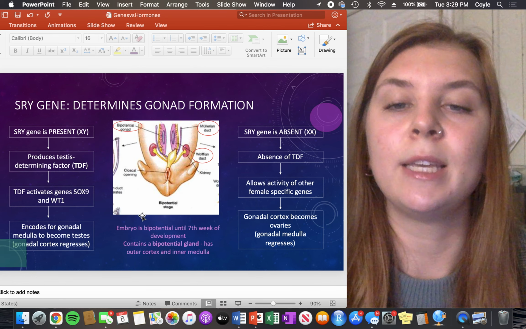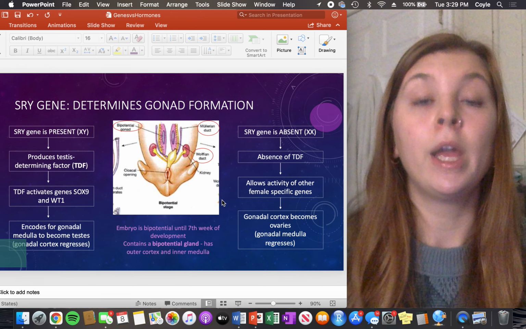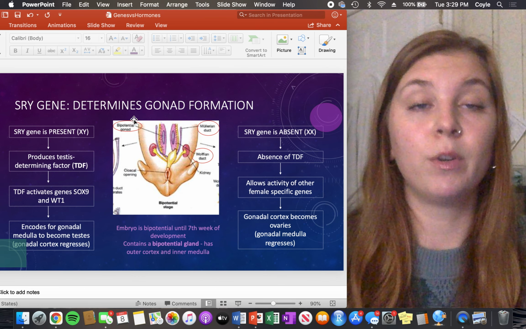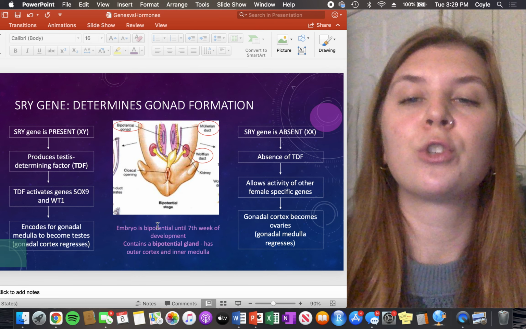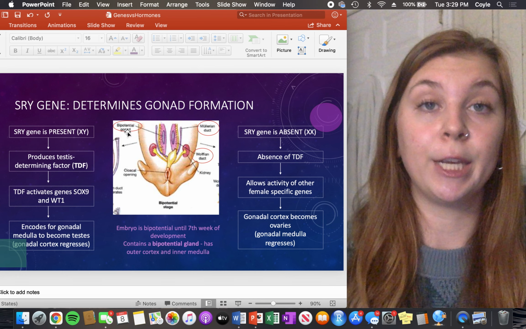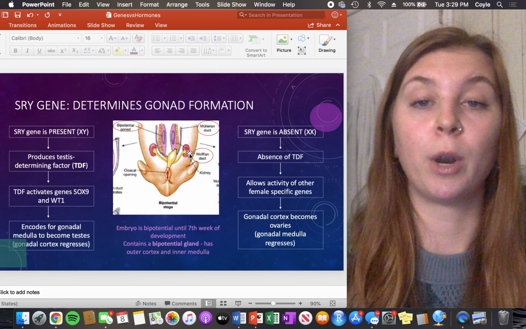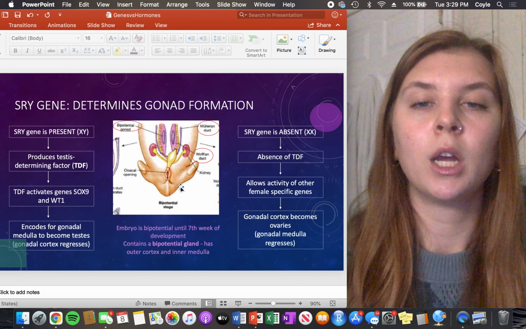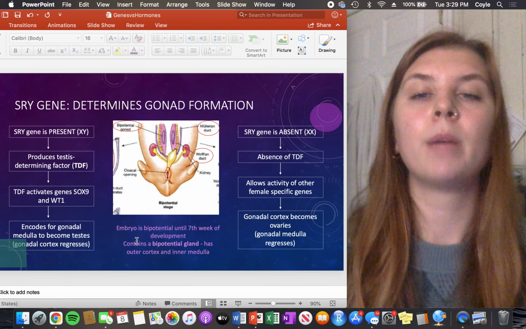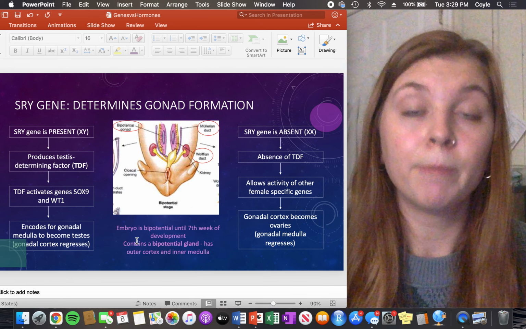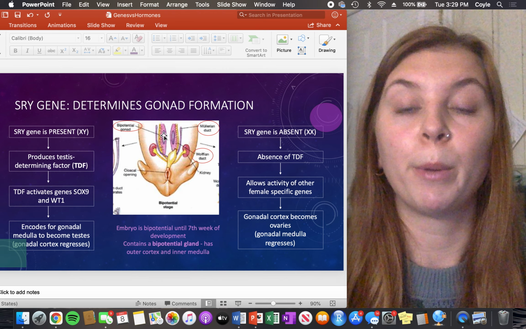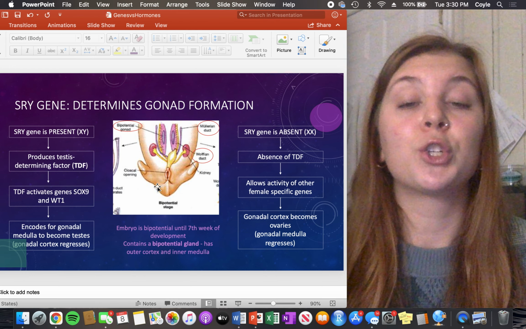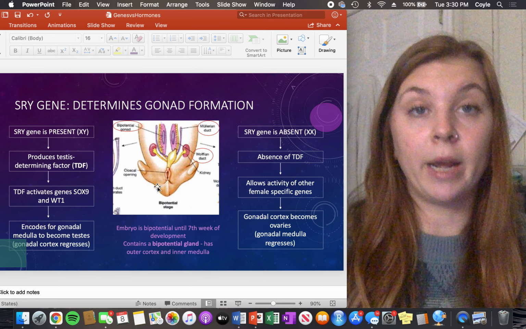So before we dive into that, here is the bipotential embryo. Bipotential means that the embryo is indistinguishable from a male or female, and this is up until the 7th week. So this embryo is probably around 7 weeks. And important structures to note are the bipotential gonad here, the Müllerian duct, this purple part here, and the Wolffian duct, which is that yellow kind of ridged duct. So basically, the bipotential gonad has the inner medulla, this purple part, and the outer cortex, the pink part.